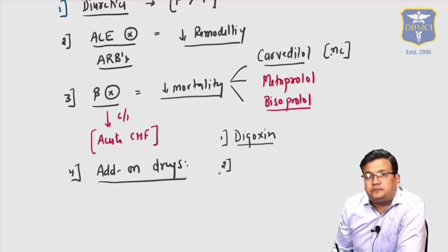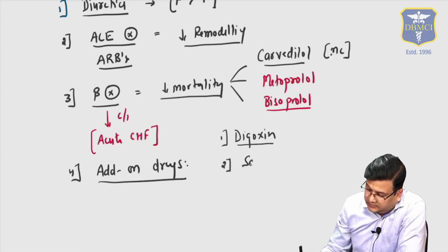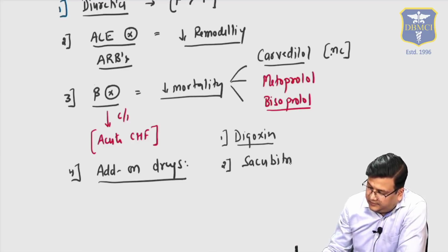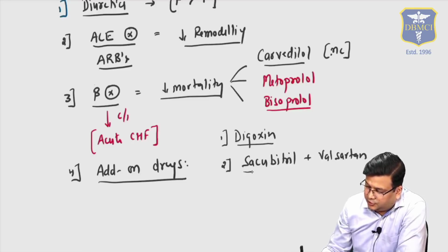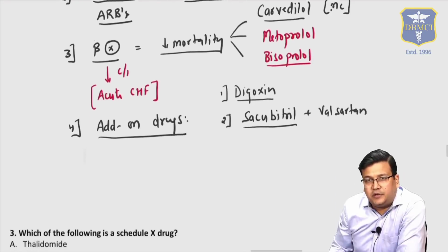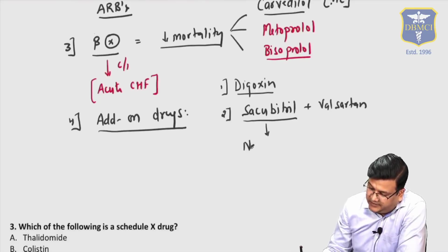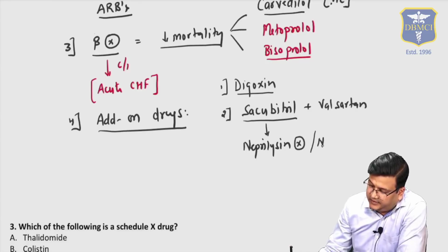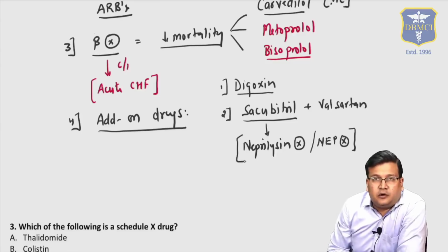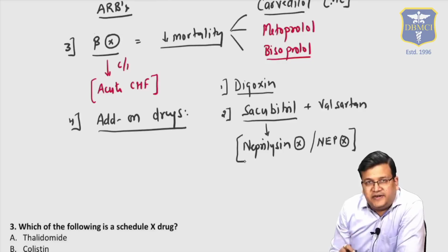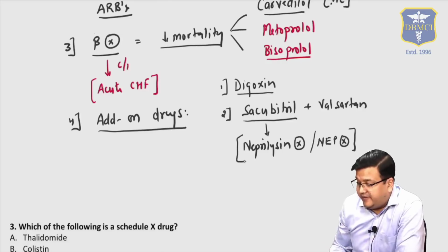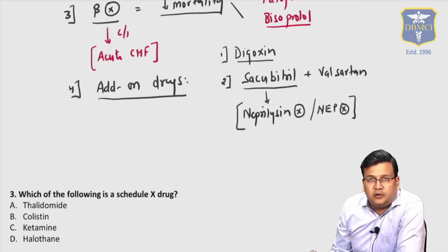Then we can add a combination of sacubitril plus valsartan. So sacubitril is a new drug for oral treatment of chronic CHF. What is sacubitril? Sacubitril is a neprilysin inhibitor. Neprilysin, also known as neutral endopeptidase, both are the same names. Neprilysin inhibitor or neutral endopeptidase inhibitor, it prevents degradation of BNP. It is an orally given drug, combined always with valsartan.